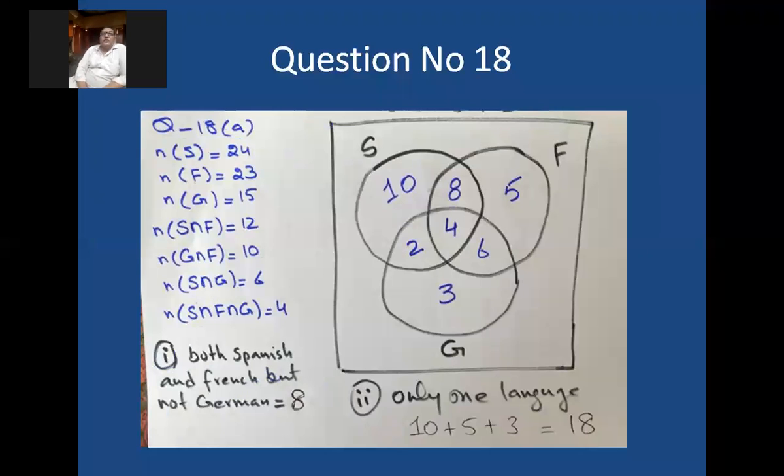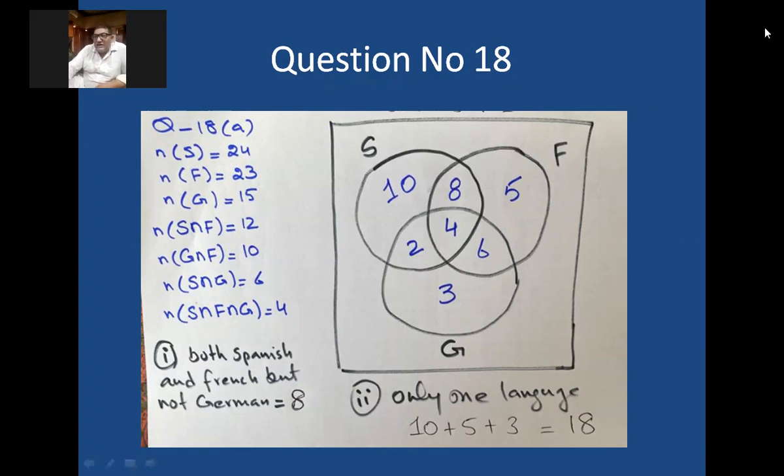Okay. So the number of members in S will be 24. The number of members in F will be 23. The number of members in G will be 15. The number of members in S intersection F is 12. The number of members in G intersection F will be 10. The number of members in S intersection G will be 6. And the number of members in S intersection F intersection G will be 12.